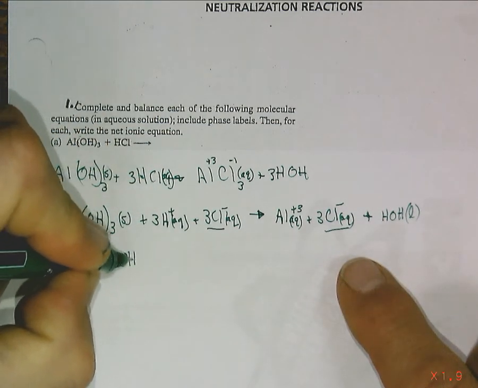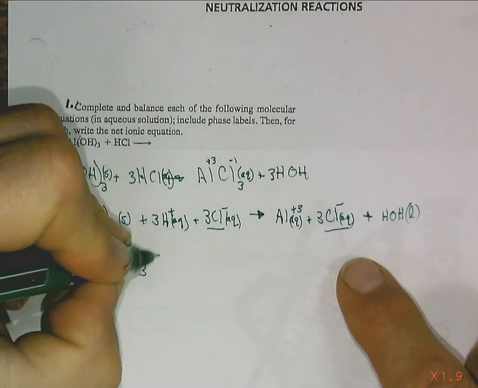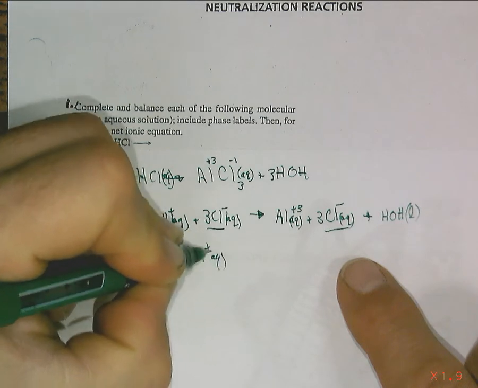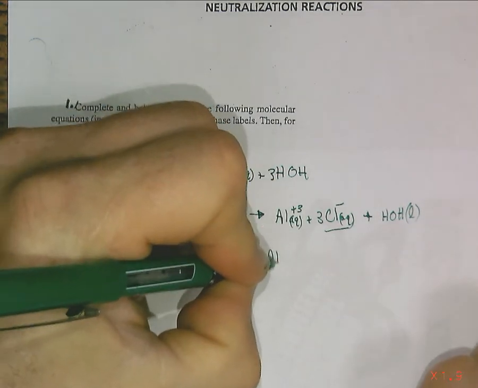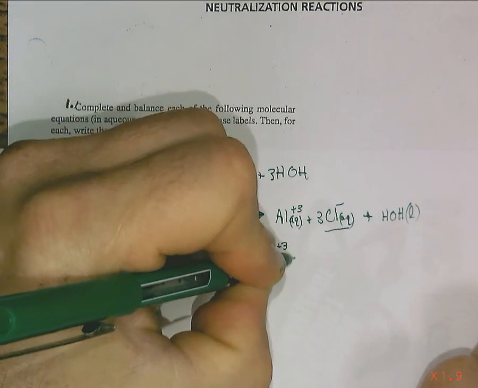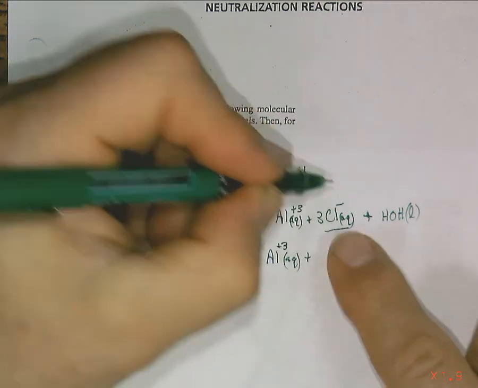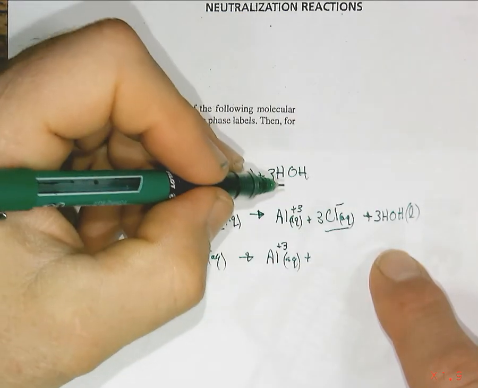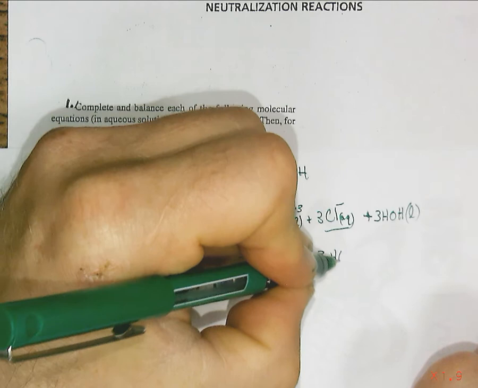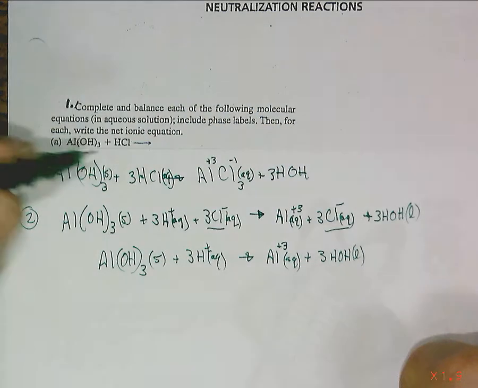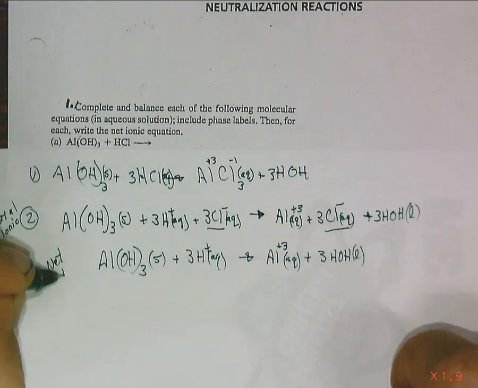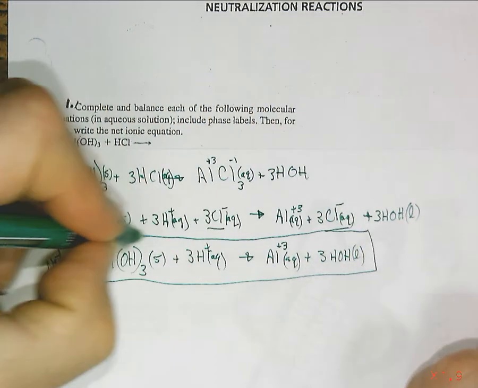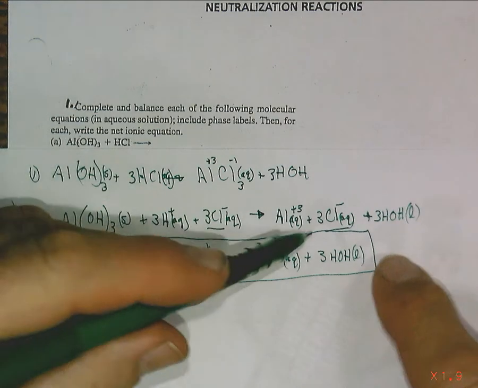aluminum hydroxide, solid phase, reacts with 3 hydrogen ions, aqueous phase, producing aluminum ion, positive 3 ion, aqueous phase, and spectator does not get included, did not carry my 3 down, 3 HOHs, liquid phase. And so there is my net ionic in its entirety. And if I asked what my spectator is, I would know my spectator is a chloride.